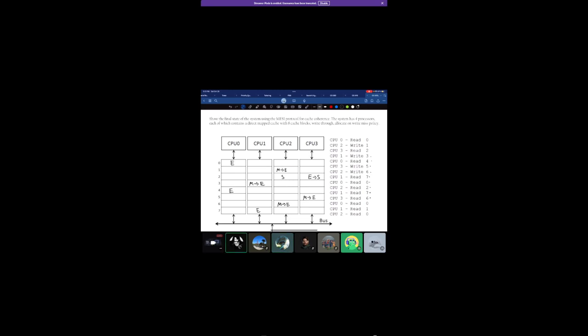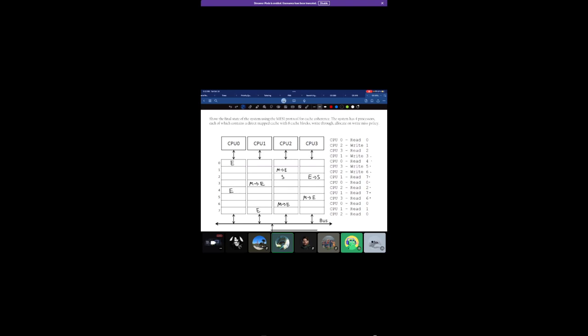Wait, for CPU 1, when you read 7, since it's at CPU 0, do you just share it again? Wait, what? For CPU 1, you're reading 7, but it's not in CPU 1, so do you share it from CPU 0? It is in CPU 1. Oh, wait. It's in CPU 1 here and here. Uh-huh. Wait, I'm confused.